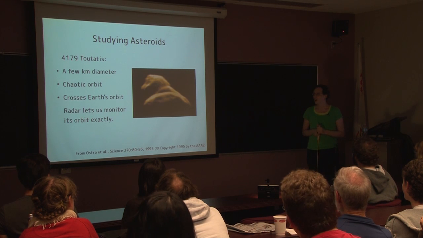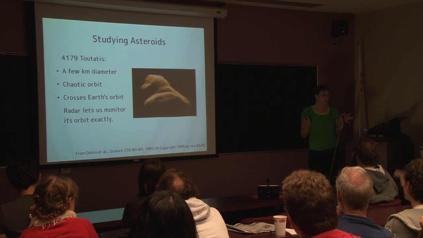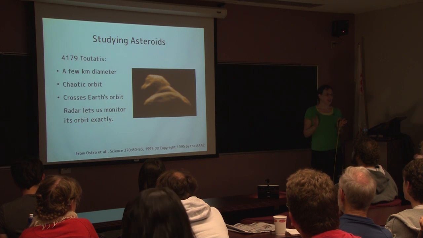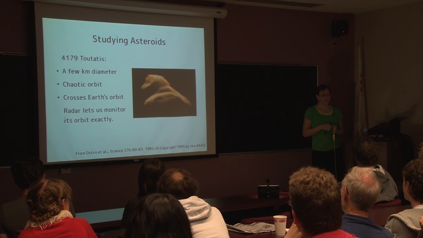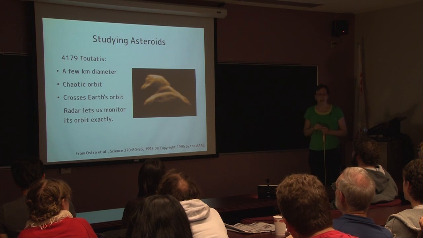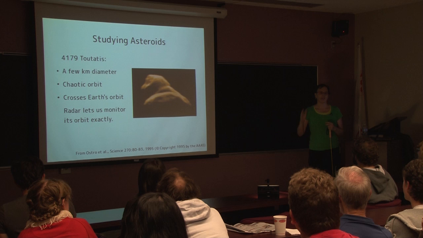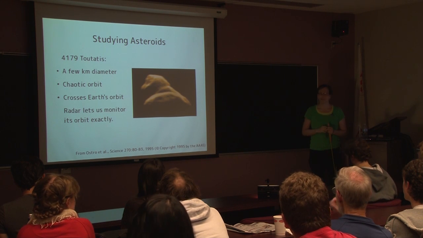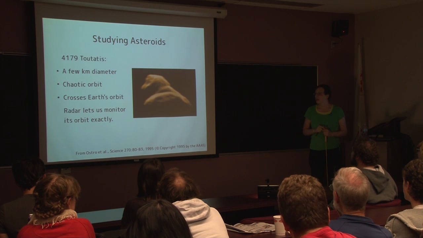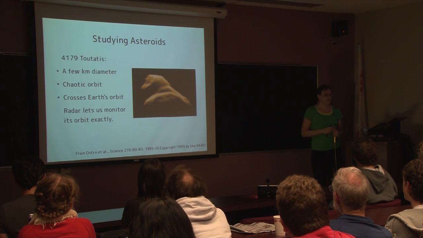Because this asteroid is a few kilometers in diameter, which is not that big for a planet, but big for a rock. Big for a rock that might fall on your head. Because this one has a chaotic orbit. You can't really predict it that far ahead. It's affected by so many other planets, you can't really predict its orbit very effectively. And that orbit actually crosses the Earth's.